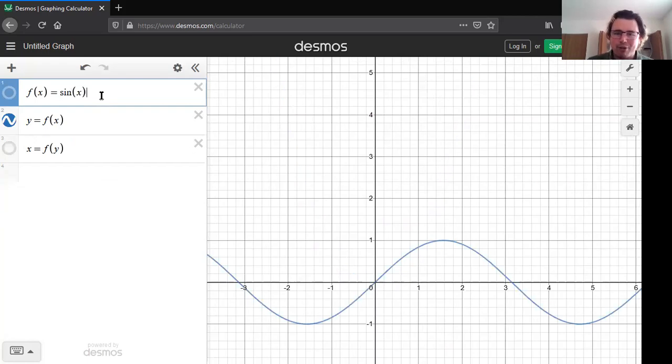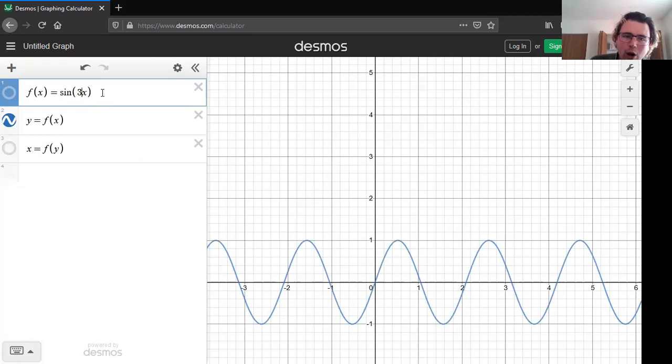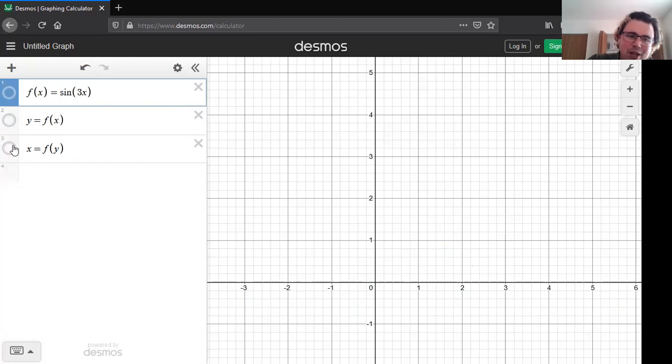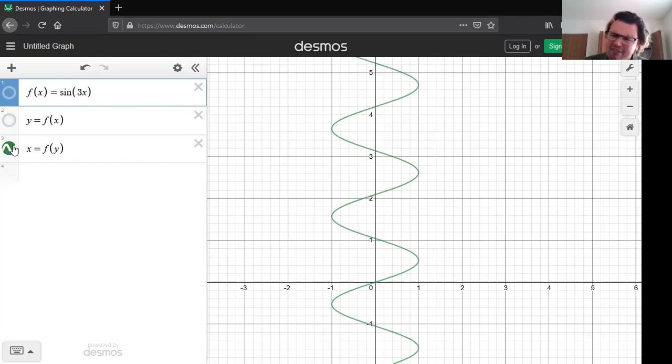So here's another function, y equals sine of 3 times x. It's this nice wave function. And I can do the same thing where I just flip the graph and see what I get. And this definitely fails the vertical line test. This is definitely not a function.